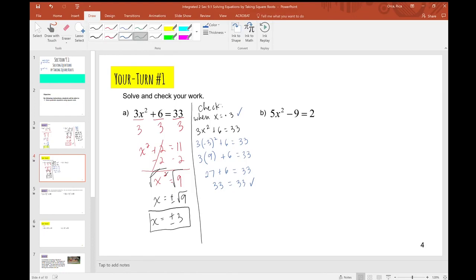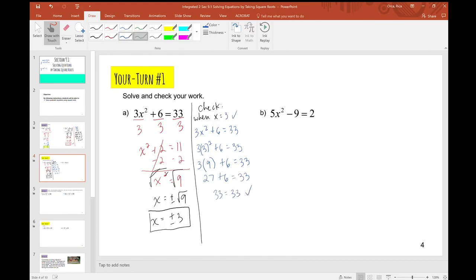Let's fast forward the clip. This time we're going to check x equals 3. Okay, now we're checking x equals 3 and we're plugging it into our equation. So that's 3 times 3 squared plus 6 equals 33. 3 squared is 9. 3 times 9 is 27. And 27 plus 6 is 33.